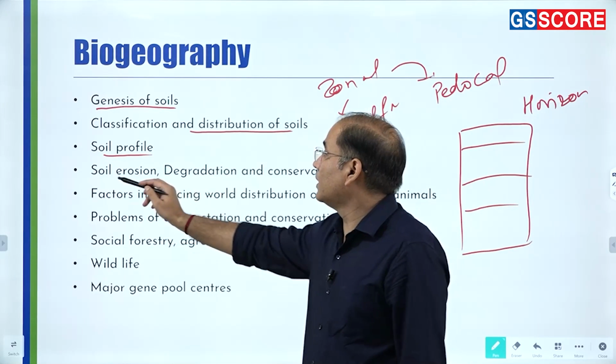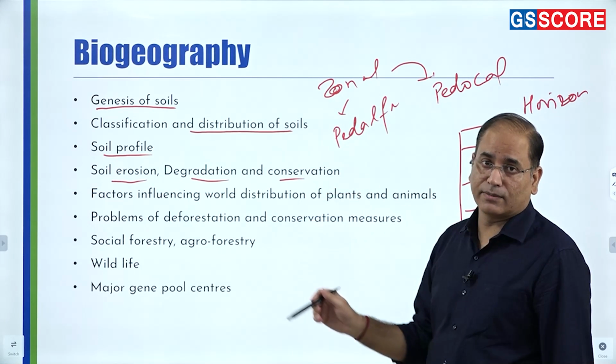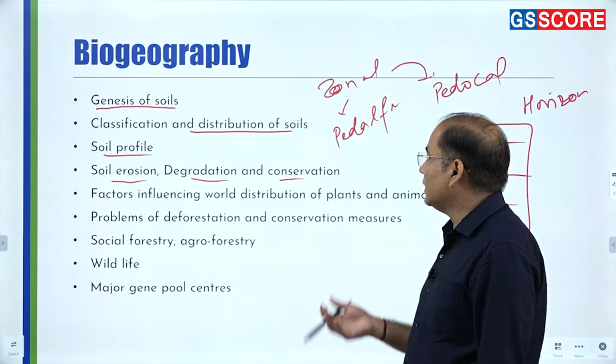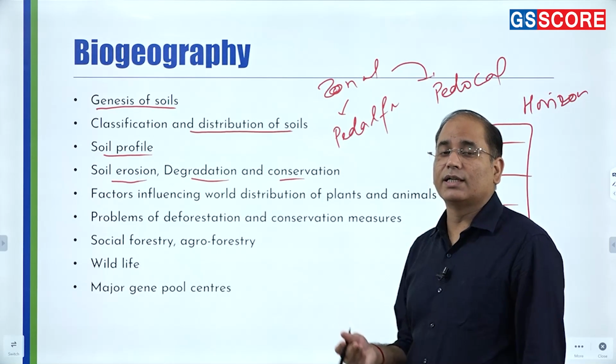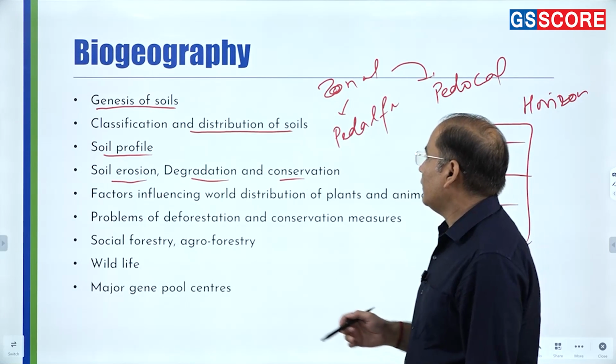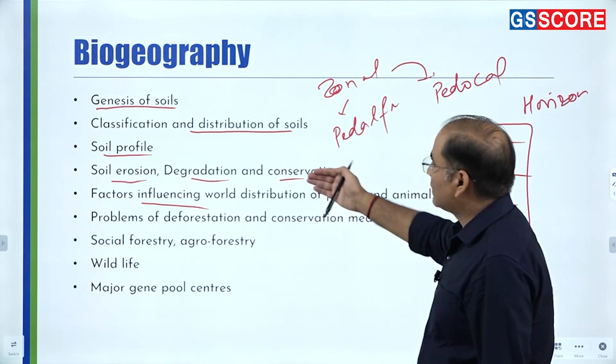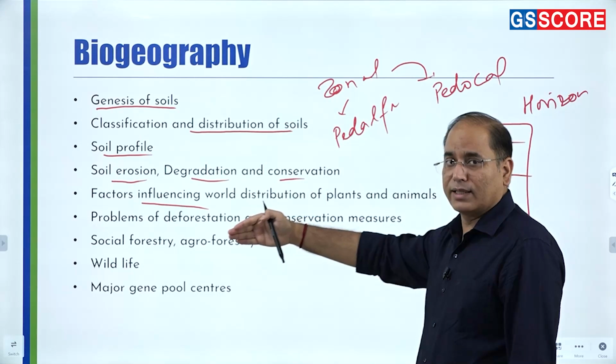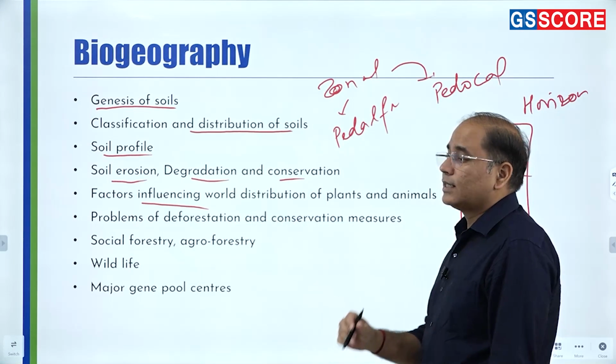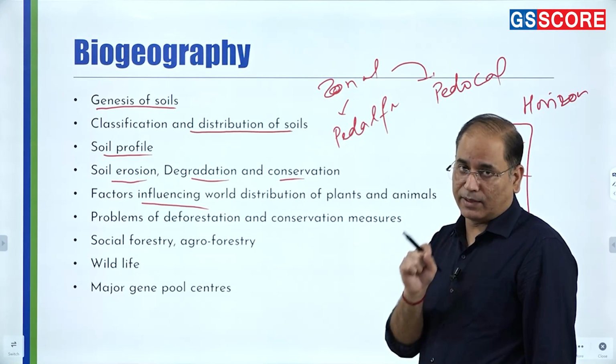Then we have some of the problems of soil like soil erosion, degradation and conservation. So soil erosion, degradation, and conservation are associated with soil problems. Then factors influencing, so that is the part of the soil. Now moving to the next component of biogeography, that is associated with plant and animal.